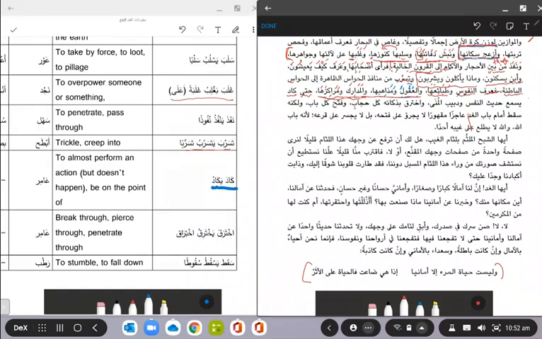Kada yakadu means to almost perform an action, but doesn't happen. Be on the point of. Right? For example, you can say, kada al-waladu an yasquta. The boy was almost about to fall, but he didn't. In other words, it didn't happen. Okay? So to almost perform an action, but it doesn't happen. Right? So here he is saying, hatta kada. Let's see what he says after that, and then we'll come back to understand these two words better.